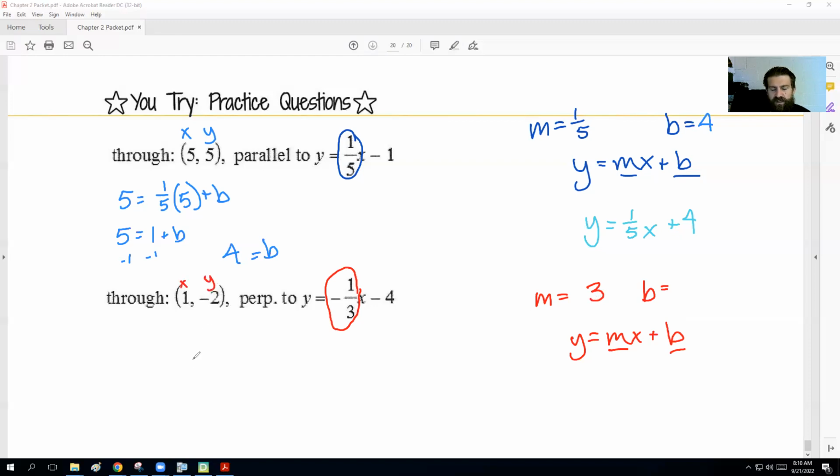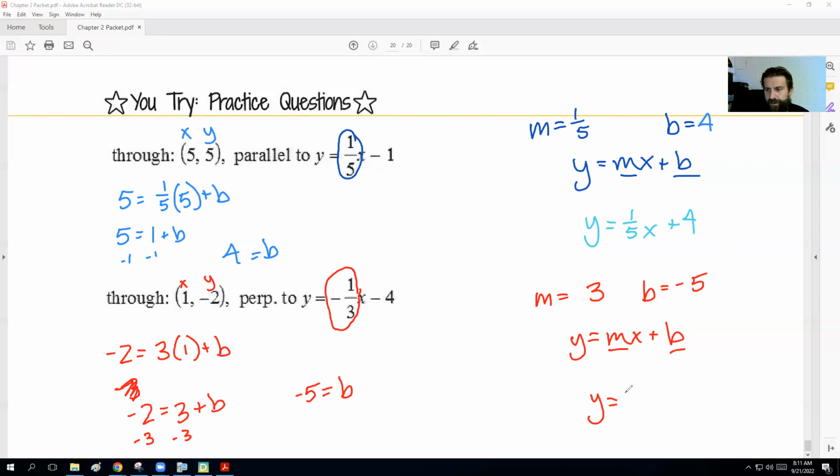Now to find our b, we have to use our x and y. So we've got y is -2 equals m is 3, x is 1, plus b. 3 times 1 is 3. We subtract 3 from -2, and we get a b of -5. All right, so we get y equals 3x minus 5.